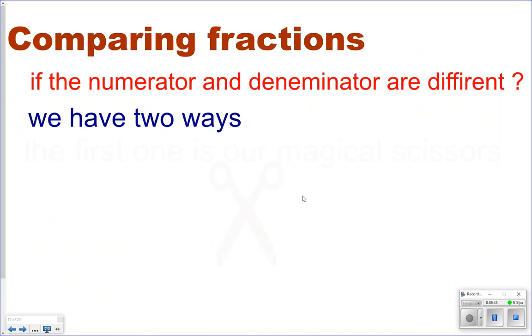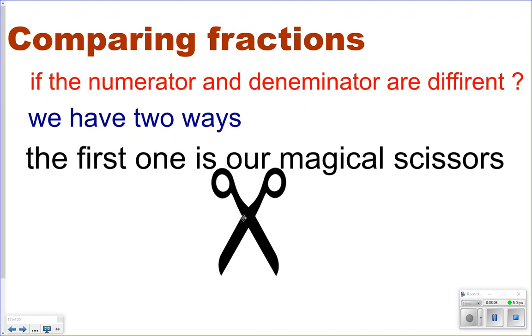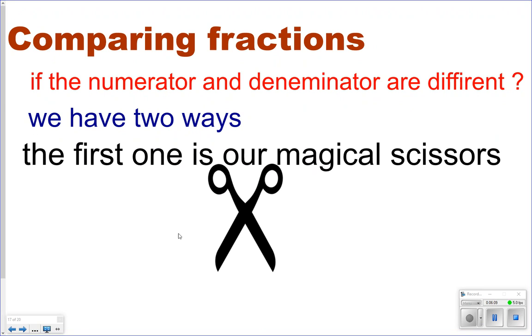Now pay attention with me how to compare between two fractions, but the two numerators are different and the two denominators are different. The main point here is the two down numbers are different. How to compare between any fraction? We have two ways. The first way is our magical scissors, and I'm preferring this way.